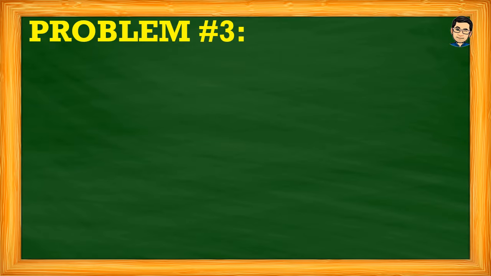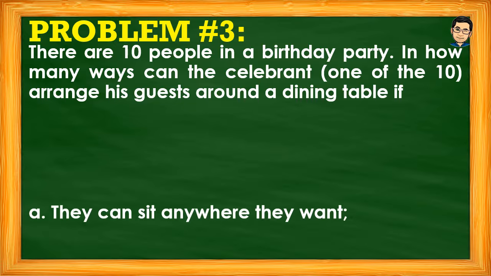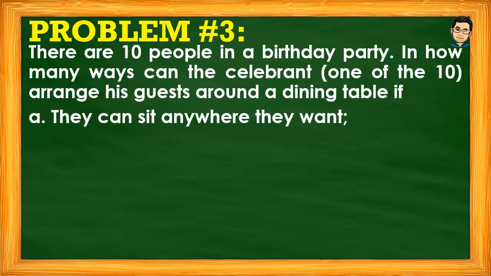Let us have problem number 3. There are 10 people in a birthday party. In how many ways can the celebrant, one of the 10, arrange his guests around the dining table if, for letter A, they can sit anywhere they want. Okay. So meron tayong 10 people dun sa birthday party. And then, dun sa 10 people na yun, kasama yung ating birthday celebrant.